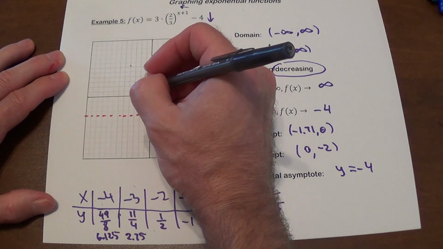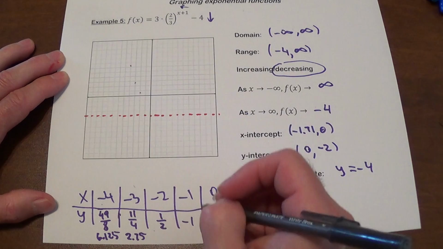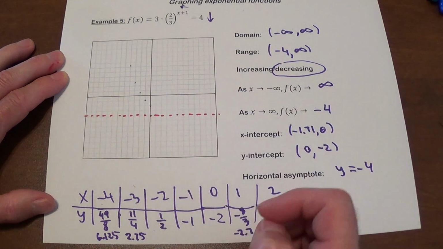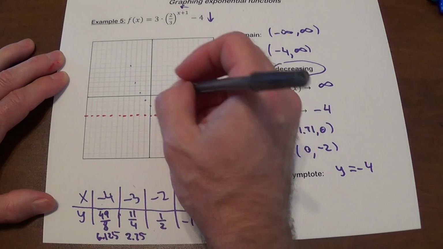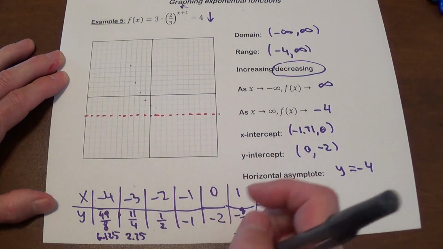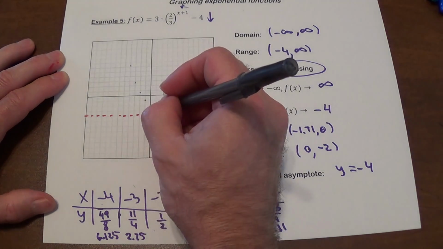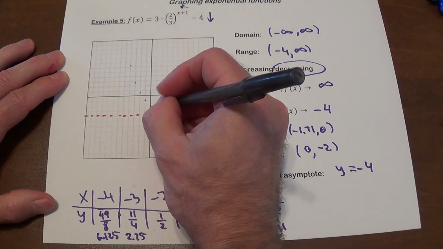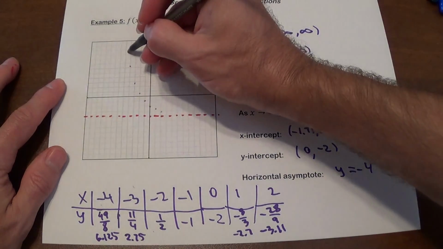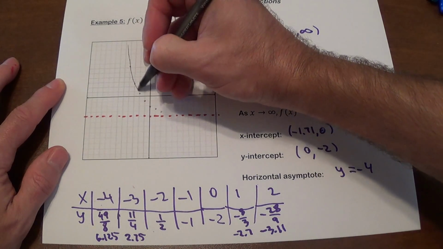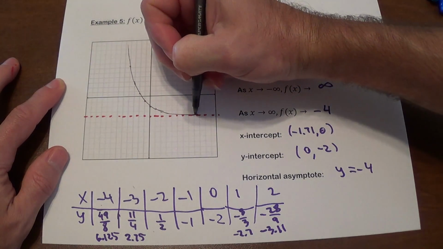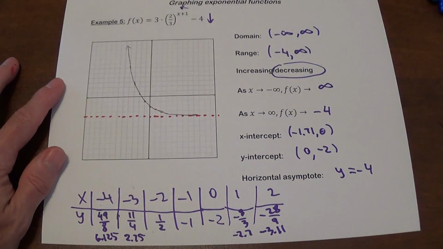-2 will be 1/2, so half. -1 is -1. 0, -2. 1, -2.7. And 2 is -3.11. So right about there, we can see how it's kind of curving the same way as all the other ones. Alright, and there's our graph.